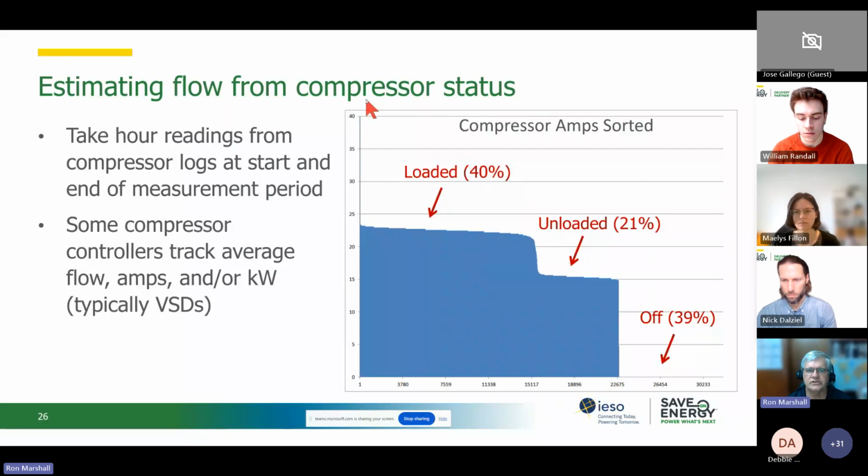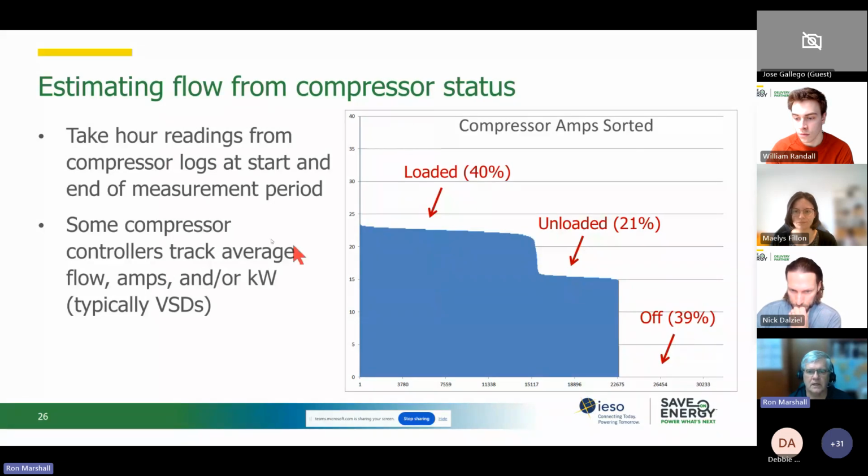All right, estimating flow from compressor status, and this is done by the compressor suppliers too. Some suppliers just hook a meter up to monitor whether the compressor is loaded versus unloaded on the load solenoid. When I sorted this high to low, I can see this particular compressor has been loaded for 40% of the hours, unloaded for 21% of the hours, and off for 39% of the hours. So I can see the duty cycle of that particular compressor.